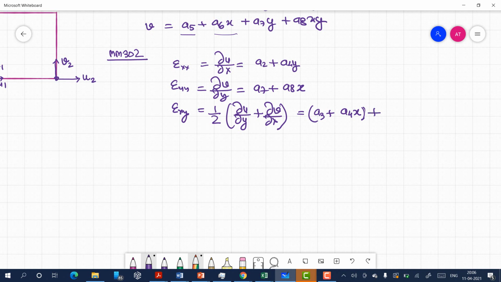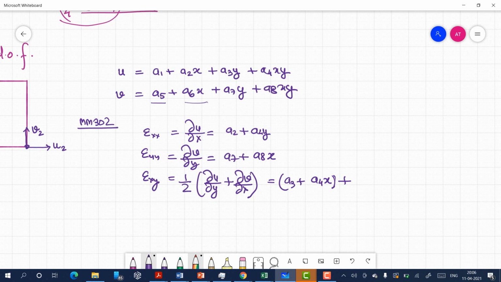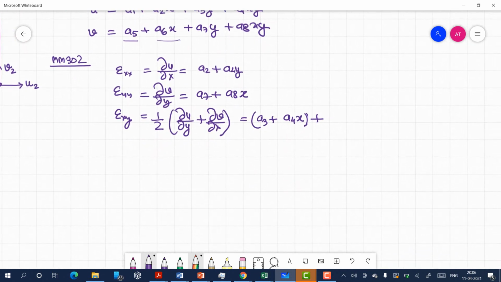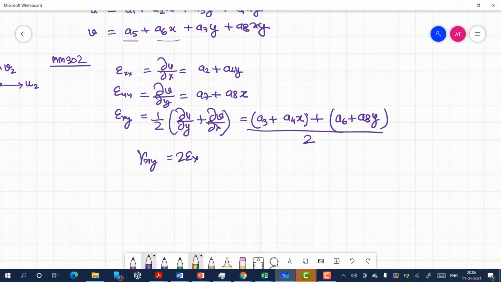Now we have del v by del x, so that will be a6 plus a8 y, divided by 2. And if we have to write gamma xy, that will be simply 2 into epsilon xy, which is equal to a3 plus a6 plus a4 x plus a8 y. Okay, so we have the values of strain here, which we can calculate simply from our knowledge of strain matrix. But this is not how the strains are calculated in the finite element method.